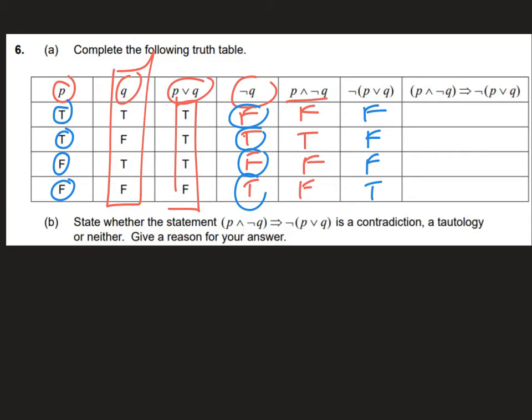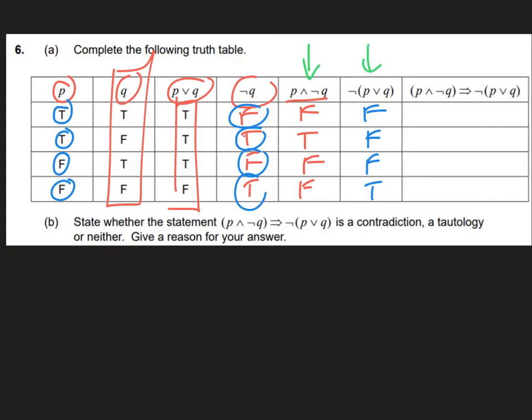And then finally, we are asked to complete the truth table for P and not Q implies not P or Q. So let's have a go at this one. So P and not Q, so that's this column here, implies not P or Q, that's this column here.